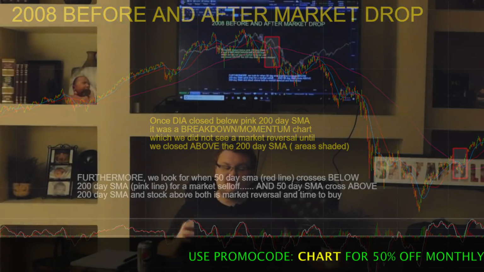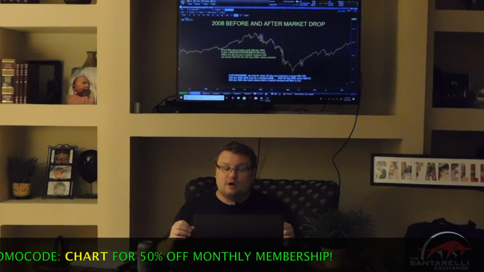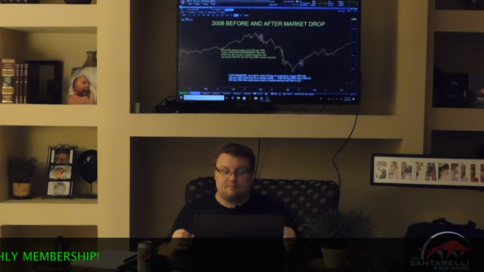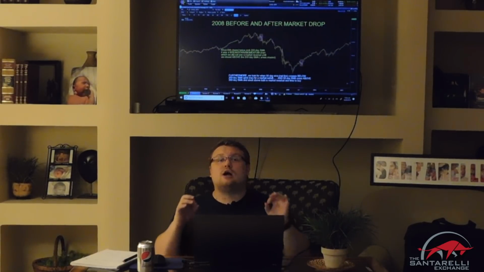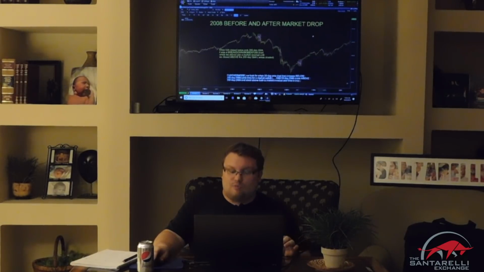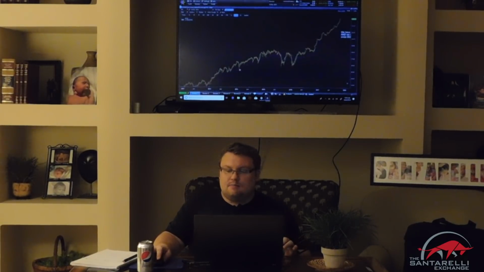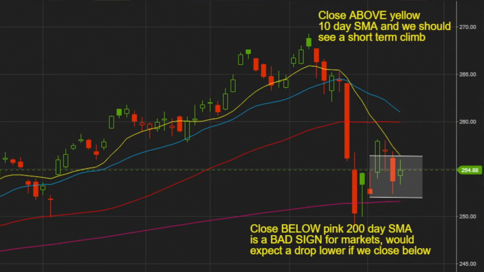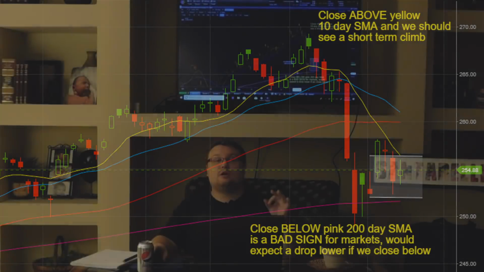Furthermore, we look for the 50-day SMA red line to cross below the 200-day SMA, the pink line, for a market sell-off. That's our confirmation. So right now, what I want to show you guys in the market, as you can see right here, a close above the yellow 10-day SMA, that's going to be bullish for the short term here, because we don't want to see this red 50-day SMA come down, down, down, and cross below this pink 200-day SMA. If that happens, it's 2008 all over again, and we're going to start buying some puts.